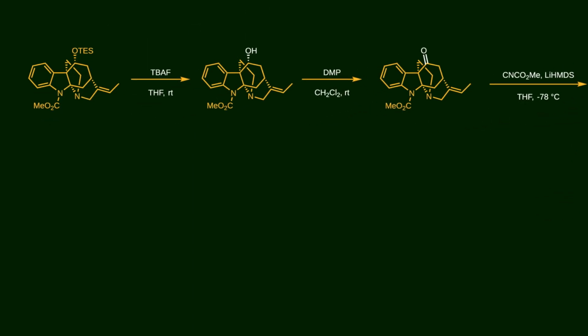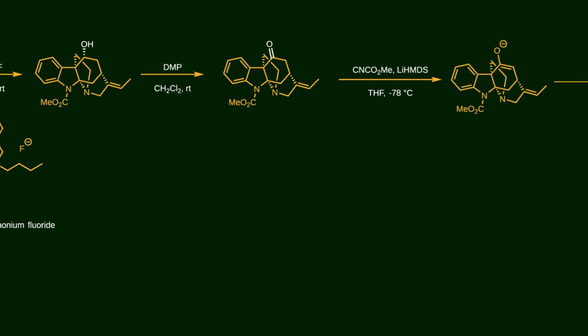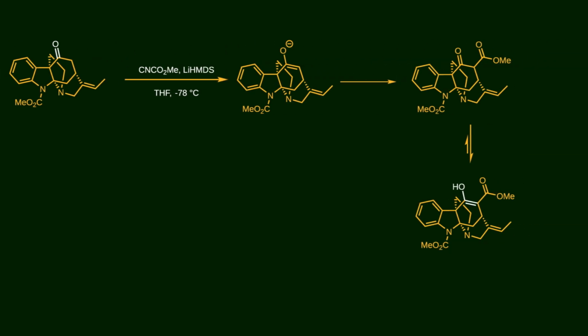In the next step, the silyl protecting group is deprotected by tetrabutylammonium fluoride, which is a source of fluoride ion. The resulting secondary alcohol is oxidized using the Dess-Martin protocol. Then, the corresponding enolate is formed by LiHMDS. After that, the ester moiety is introduced by methyl cyanoformate.